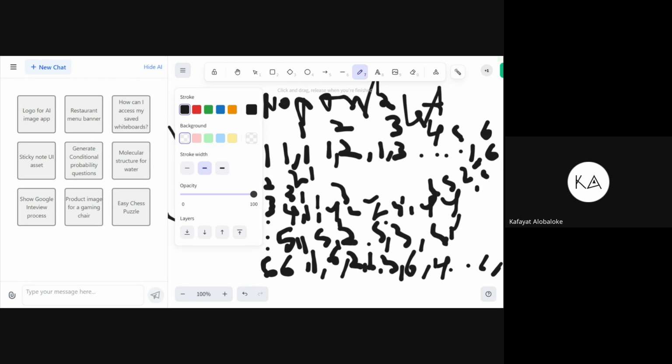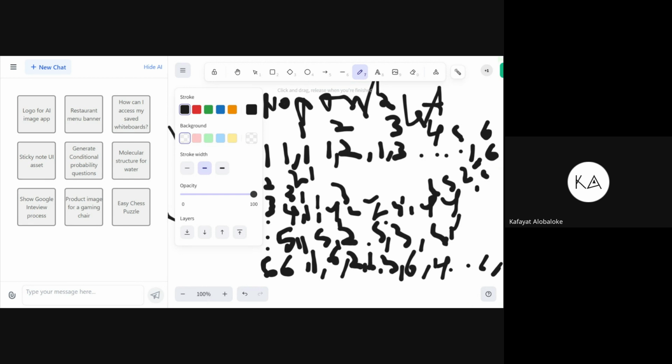Looking at this table, how many sums of 8 can we get from all these values? Let me start from line 1. 1 and 1 cannot give us 8, right? Up to 1 and 6. That's the highest, which is 7. Now, moving to the next line, we have 2 and 5, 2 and 6.